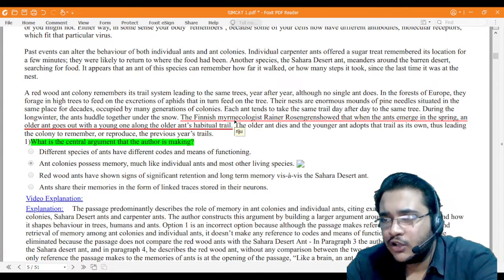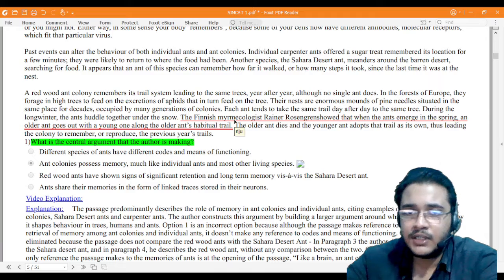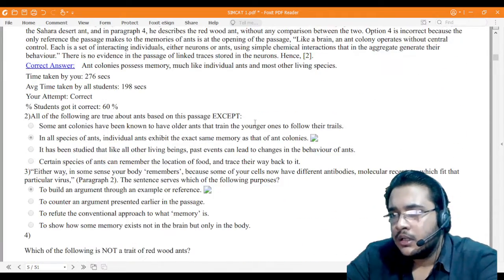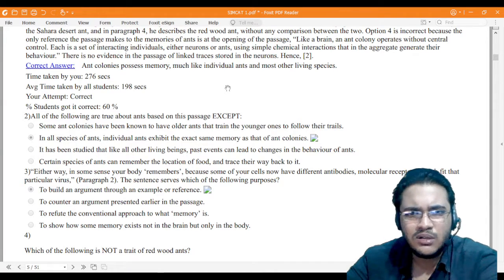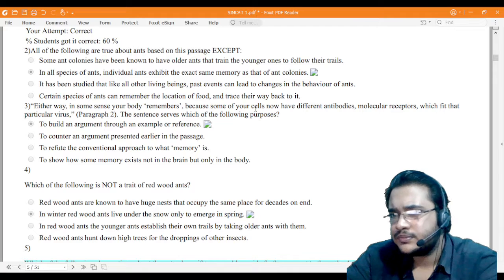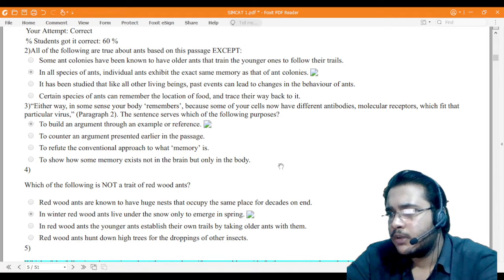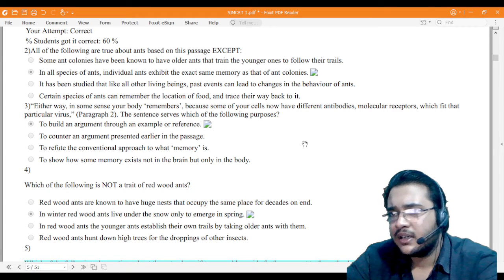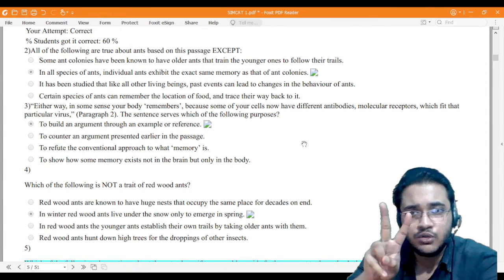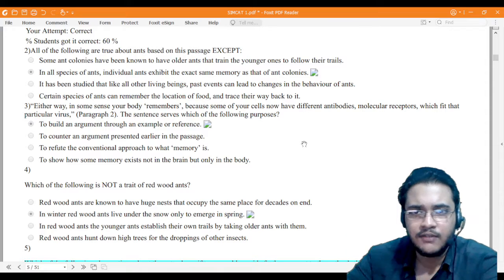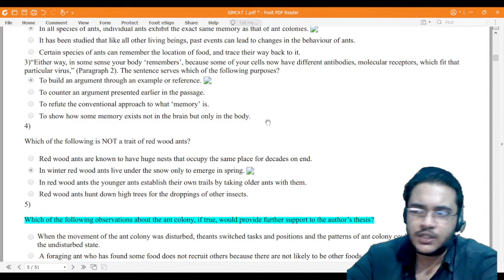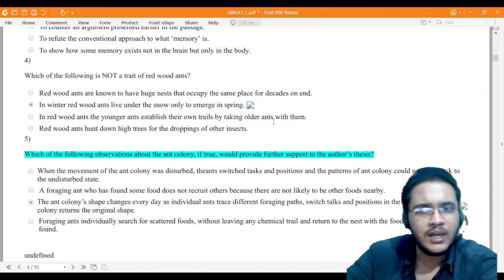What is the central argument that the author is making? Again, an infer type question, not something that you can refer back to the passage and come back. All of the following are true about ants based on this passage, except, this is also not a direct question. Either way, in some sense your body remembers because some of your cells now know antibodies. Paragraph 2, this is a direct question. So 2 questions so far are infer based, 1 question I have got is direct. Which of the following is not a trait of redwood ant? Direct question. Okay, you can go back, refer to the redwood ant, come back.